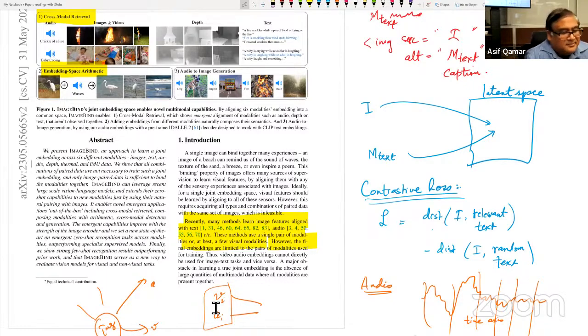So that's that. So we read the abstract of this paper. We present ImageBind, an approach to learn a joint embedding across 6 different modalities: images, text, audio, depth, thermal, and IMU data. Does that make sense, guys? We show that all combinations of paired data are not necessary to train such a joint embedding, and only image paired data is sufficient to bind the modalities together. And therefore, emergent behavior. See, image is the hub of all the other scopes, right?